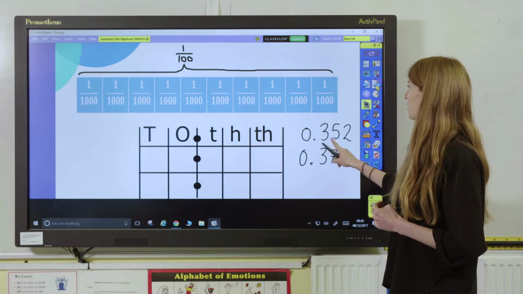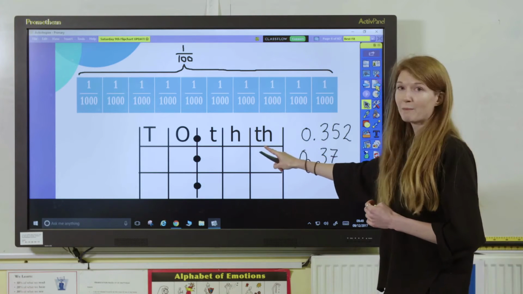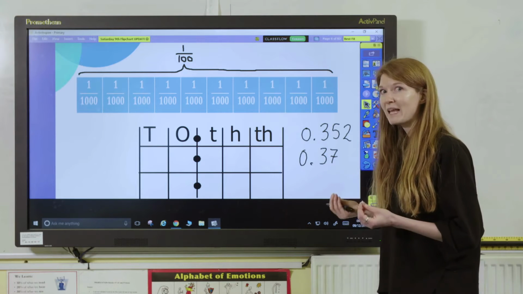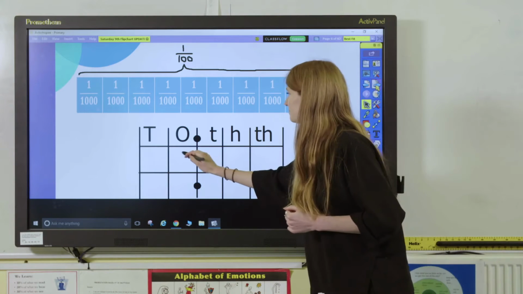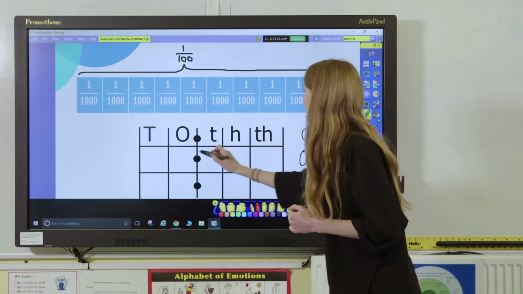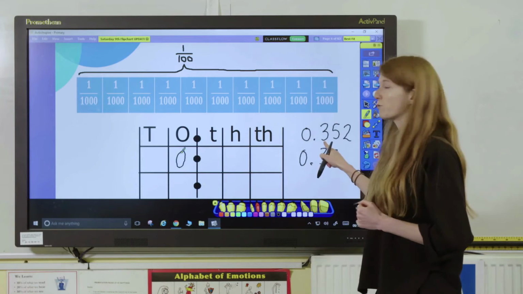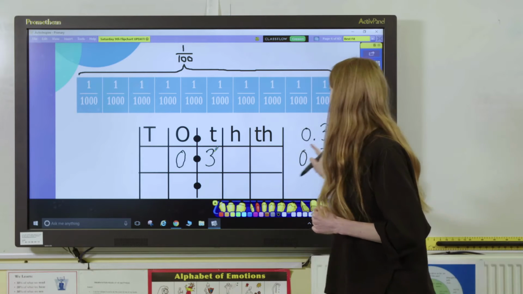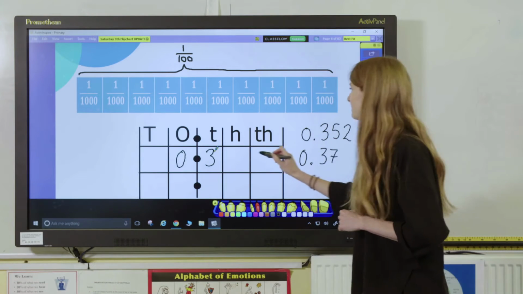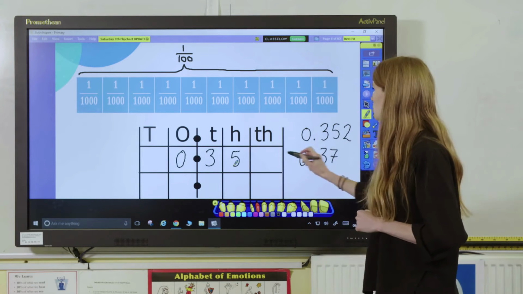Here I have 0.352, and I'm going to use my place value chart to help me look at the place value of each of those digits. I have no ones, 3 tenths, 5 hundredths, and 2 thousandths.